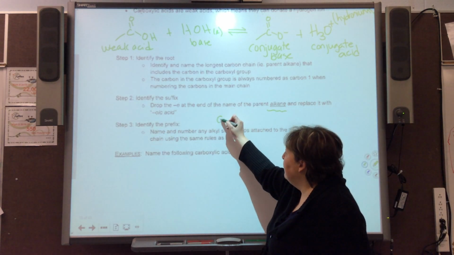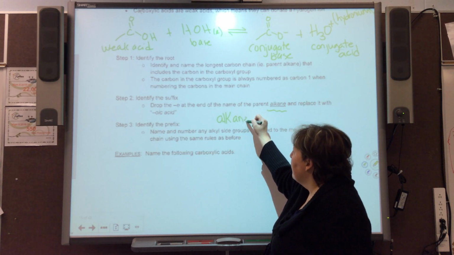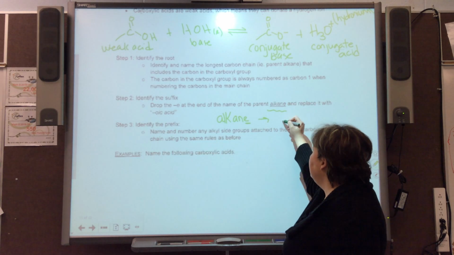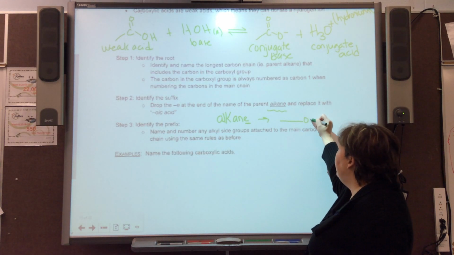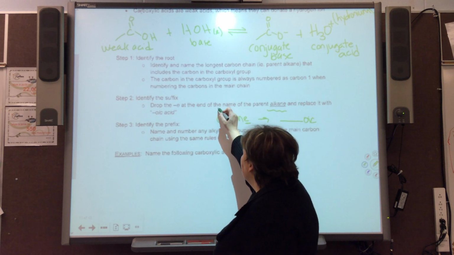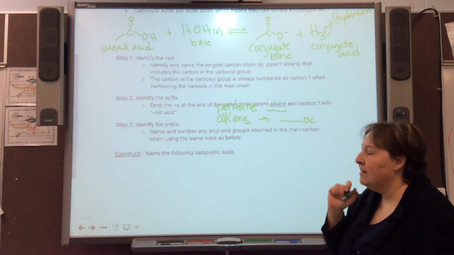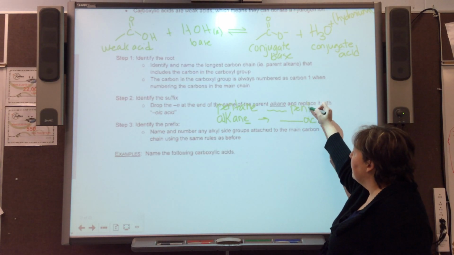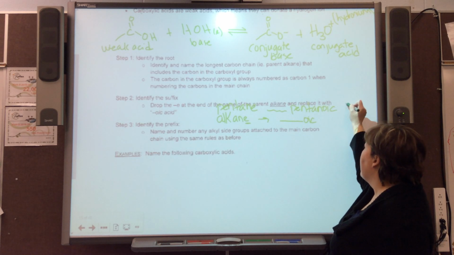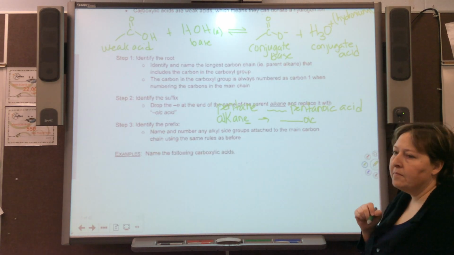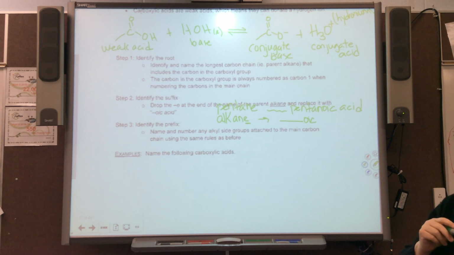So if you had alkane, this one here, you change it to whatever kind of alkane it was, and you put OIC instead. So if we had pentane, we're going to change it to pentanoic. Wow, that doesn't mess with everything that I've ever done in my life. So the E just gets replaced with OIC. Pentane becomes pentanoic acid. And then you look after any side groups attached to the main carbon and you number it and name it the same way as before.